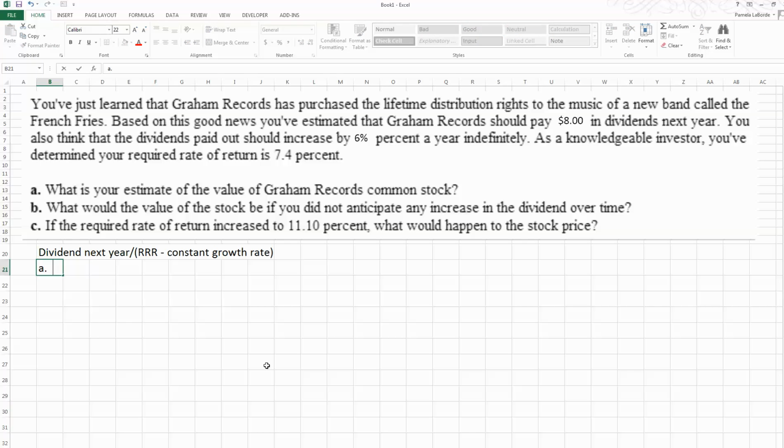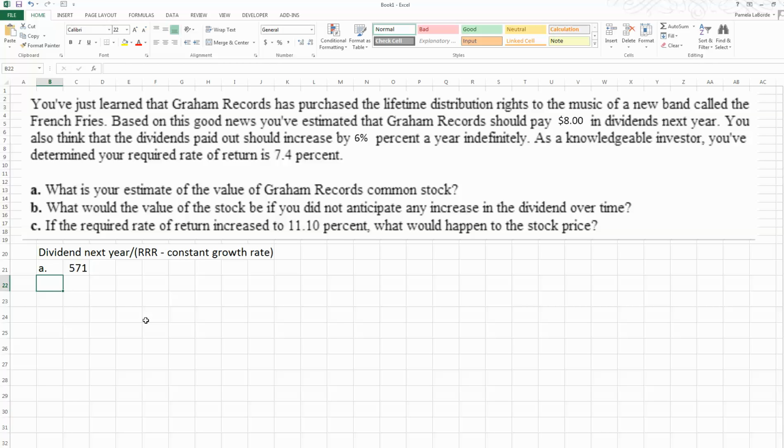So for question A, the estimate of the value of the common stock, the dividend next year is expected to be $8. Divide that by the required rate of return. This I need to convert to a decimal. So instead of entering 7.4, I need to enter 0.074. That's my required rate of return, and the constant growth rate was that 6% that they think the dividend's going to rise by each year. And again, I need to enter that as a percentage, so 0.06. So there is my expected stock price.